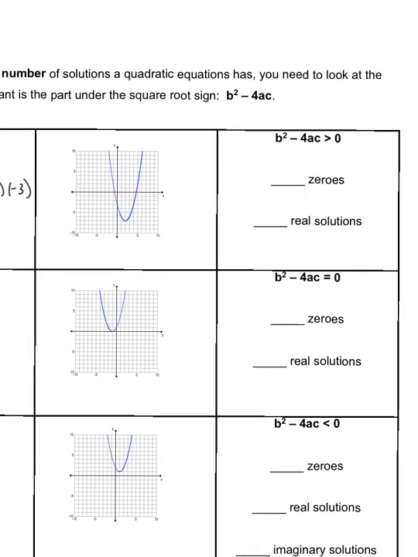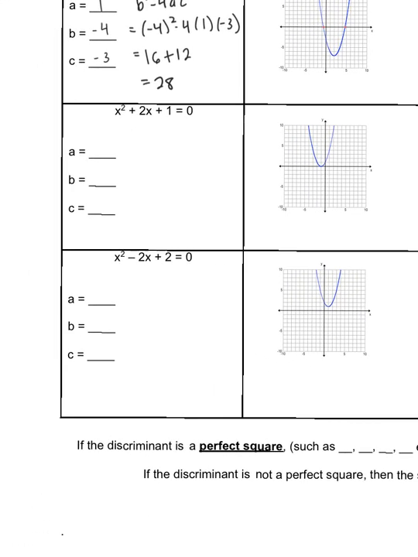So when that happens, I have 2 zeros. Remember that zeros are the same thing as roots, are the same thing as x-intercepts, and I have 2 real solutions. So I have 2 zeros, and both of those solutions are real. You can also say solutions here. Okay, moving on to the next one.